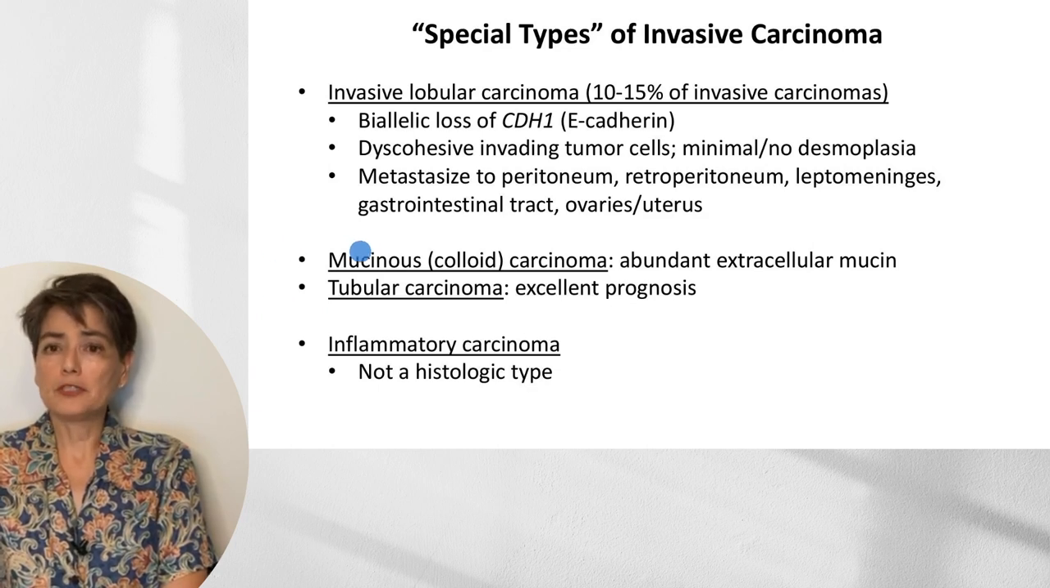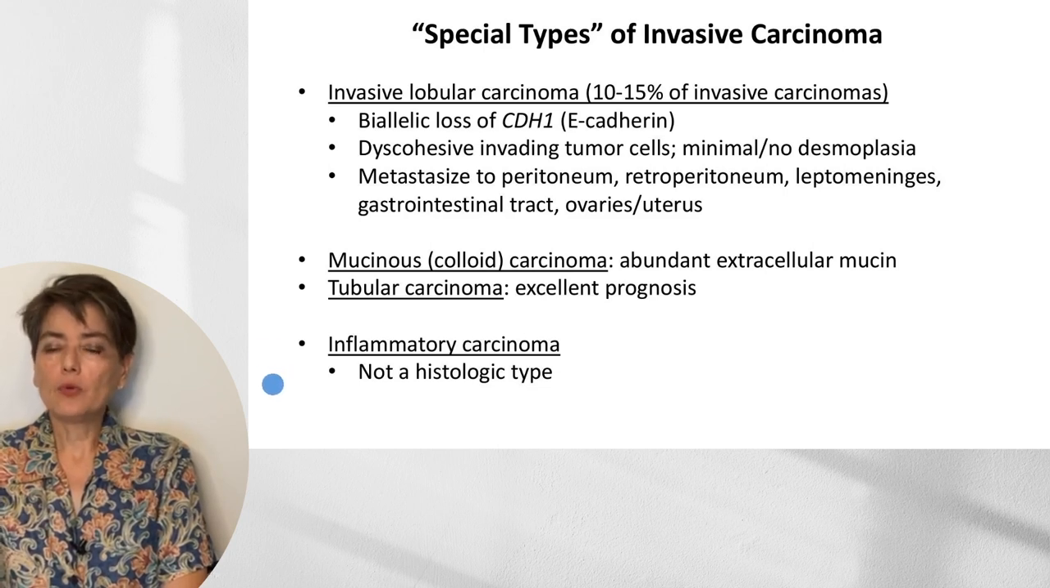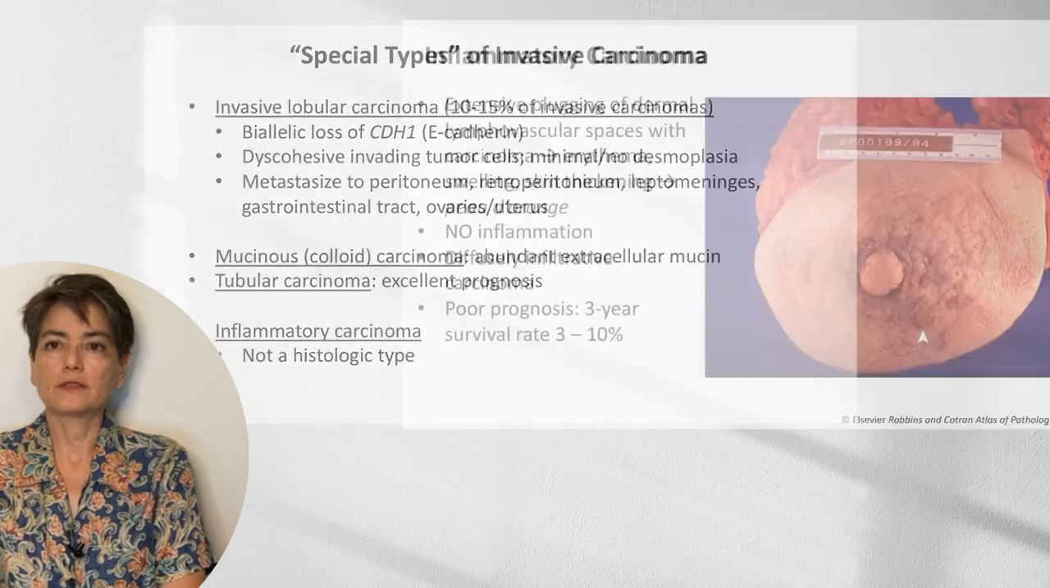So we have our mucinous or colloid carcinoma, which is characterized by abundant extracellular mucin. And then we have tubular carcinoma, which shows very well-formed tubules and tends to be very well-circumscribed. And then the final one I want to discuss is inflammatory carcinoma. Now, this is not a histologic type, and it's not inflammatory, but it's an important clinical prognostic indicator. So let's take a look at this first, and then we'll touch on our other cases.